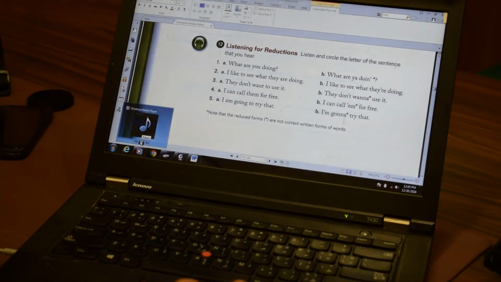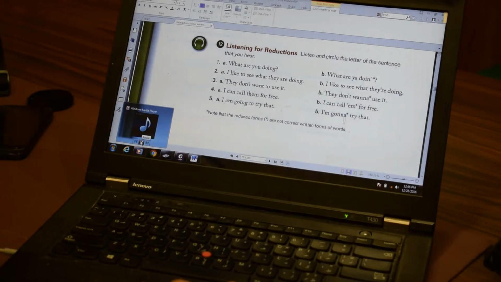Page 56. Activity 12. Listening for reductions. 1. What are you doing? So number 1 is not contracted, so it is A. 2. I like to see what they are doing. It's also not contracted, so it is A. 3. They don't want to use it. So this is A. 4. I can call them for free. This is reduced, so it is reductions. This is B.